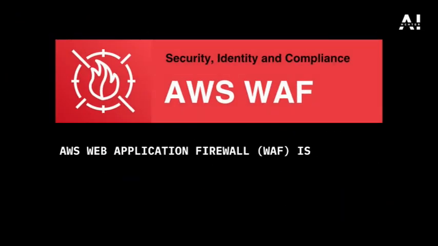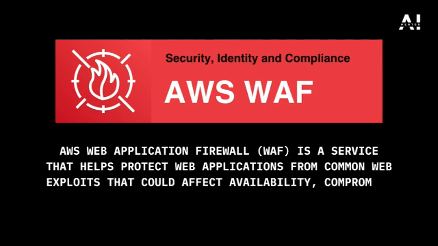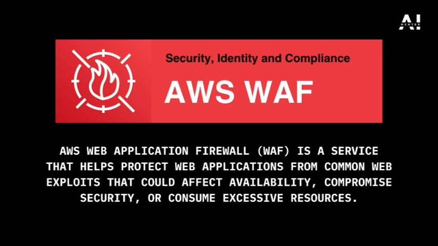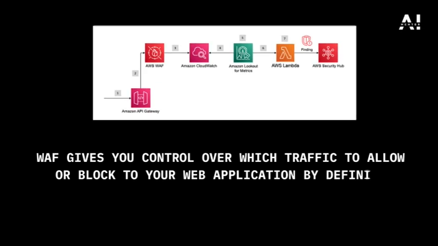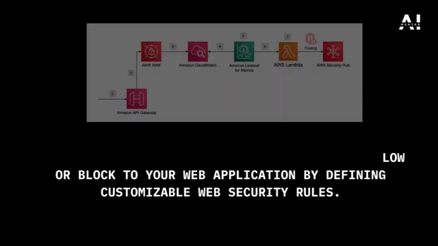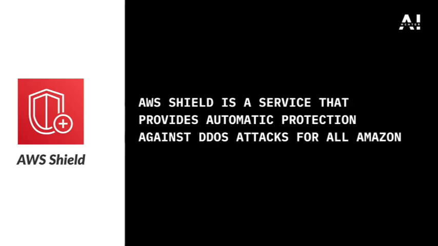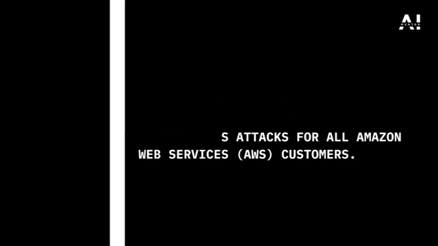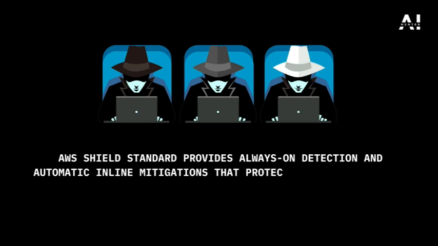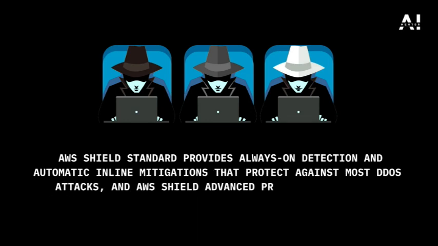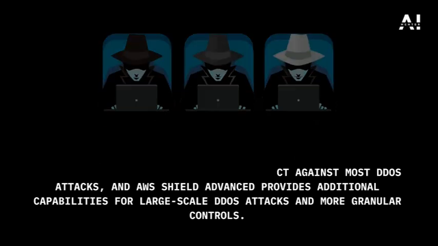AWS Web Application Firewall, WAF, is a service that helps protect web applications from common web exploits that could affect availability, compromise security, or consume excessive resources. WAF gives you control over which traffic to allow or block to your web application by defining customizable web security rules. AWS Shield is a service that provides automatic protection against DDoS attacks for all Amazon Web Services, AWS, customers. AWS Shield Standard provides always-on detection and automatic inline mitigations that protect against most DDoS attacks, and AWS Shield Advanced provides additional capabilities for large-scale DDoS attacks and more granular controls.